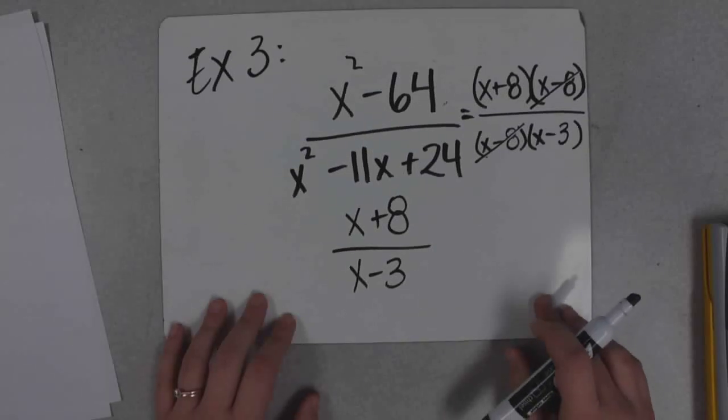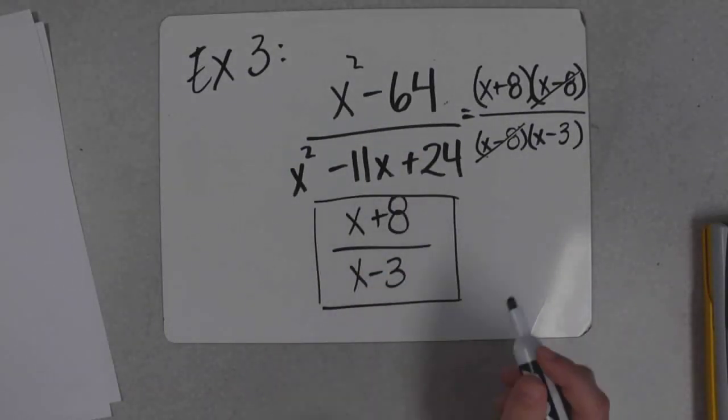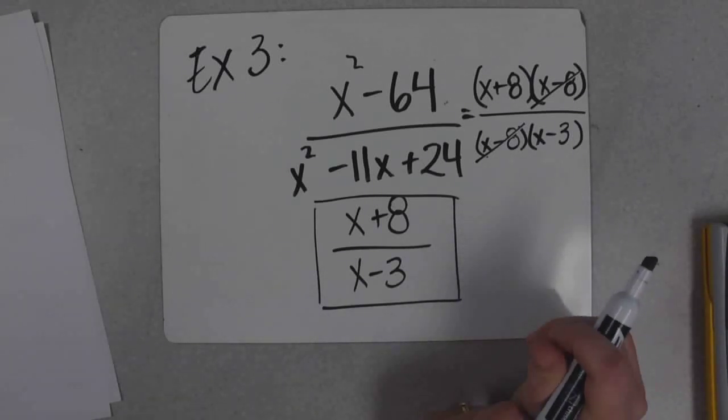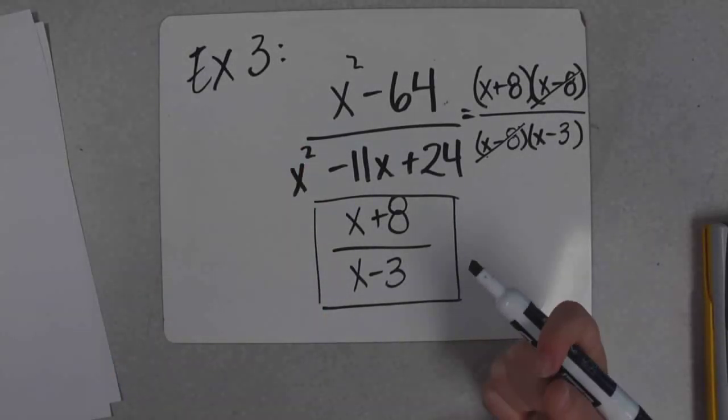So there we go. Simplifying rational expressions is basically factoring all over again. If you still struggle with factoring, obviously that's going to give you some difficulty with these problems, but once you get better at factoring, these problems will also get easier. But there you go. Thanks for watching.